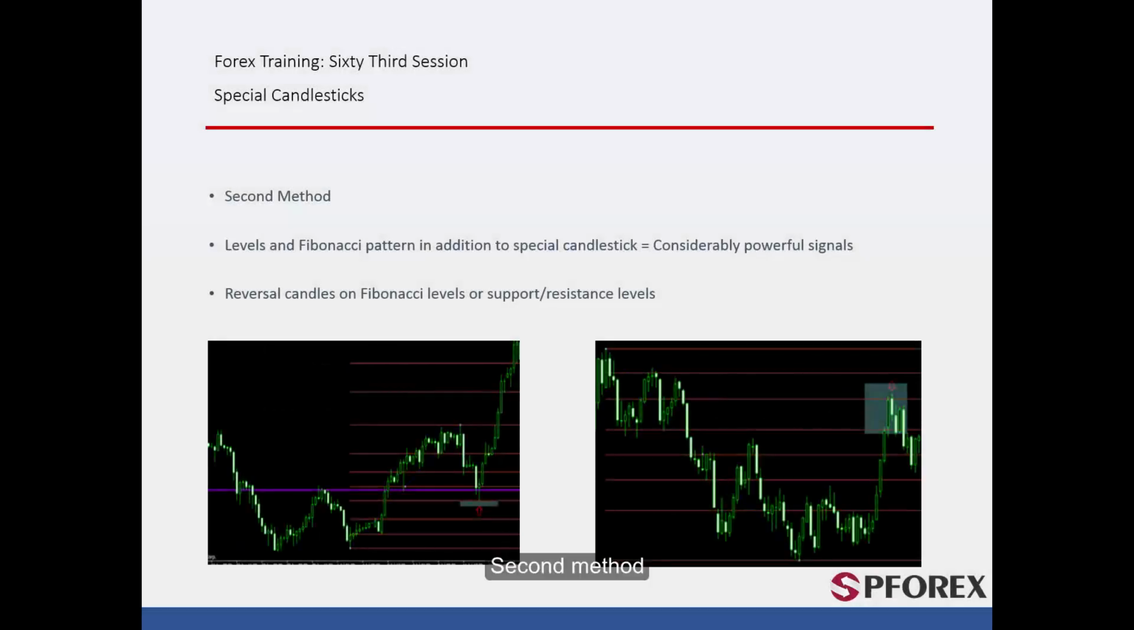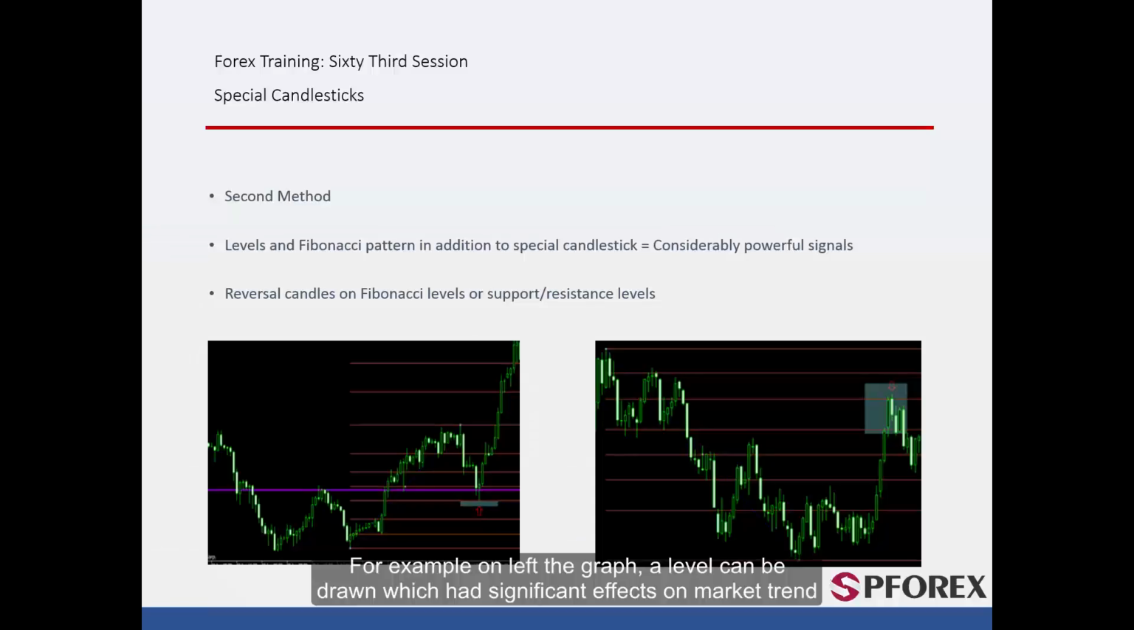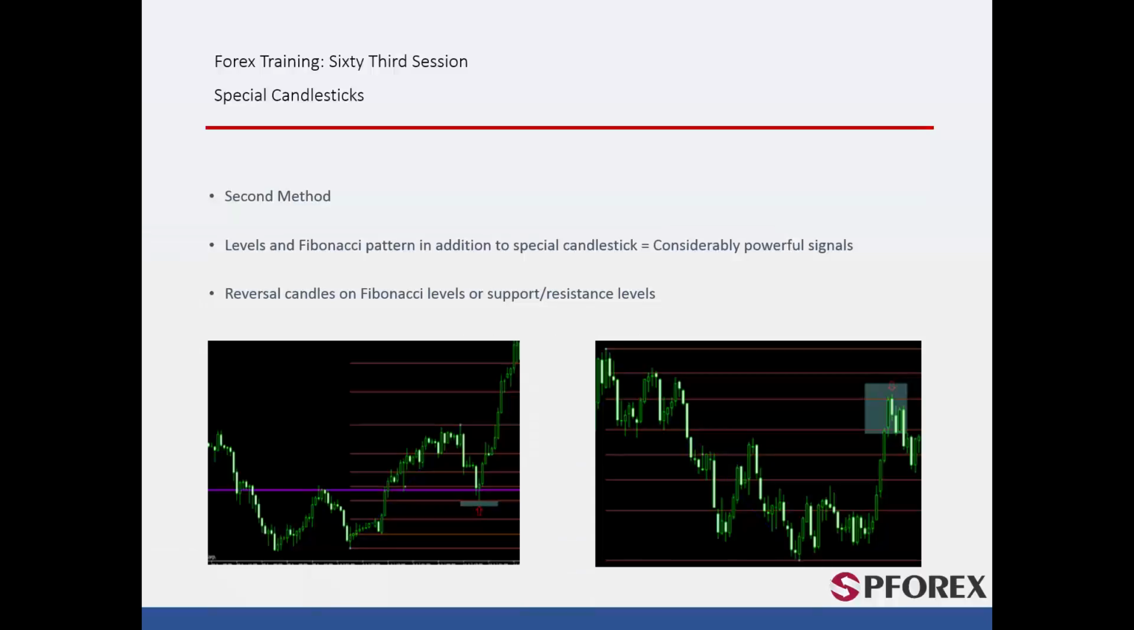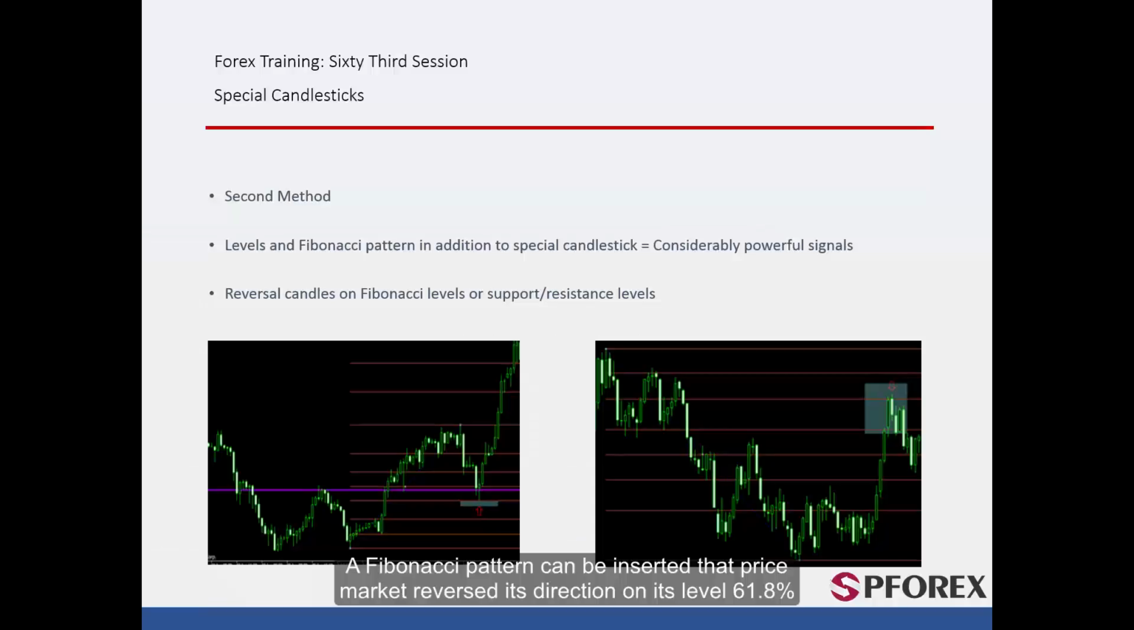Second method. A trader can detect buy or sell spots via levels. For example, on the left graph, a level can be drawn which has significant effects on market trend. A Fibonacci pattern can be inserted, and the price market reversed its direction on its level 61.8%. A bullish hammer has formed on this spot. So, 3 buy signals can be derived from these patterns.